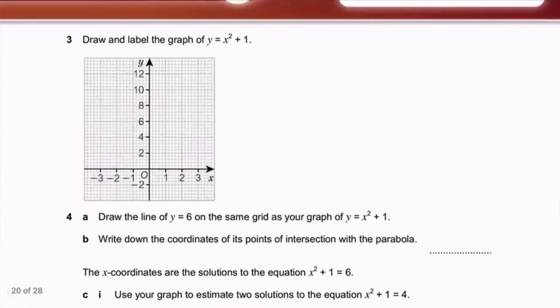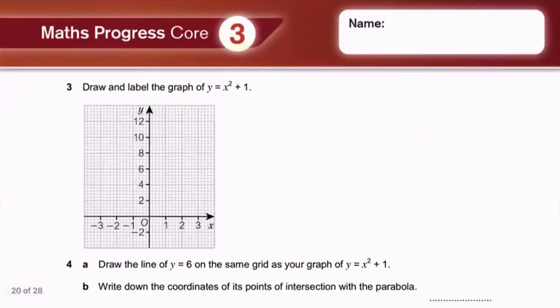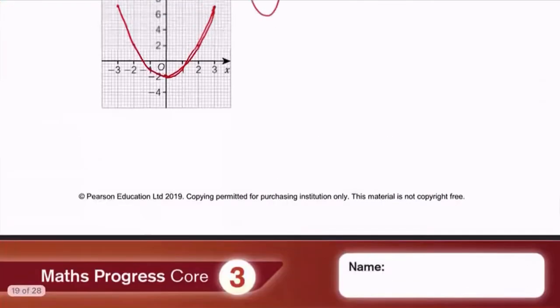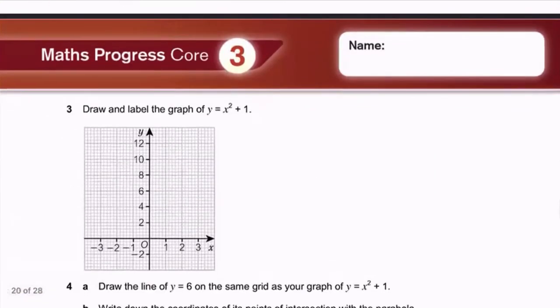Here, draw and label the graph of y equals x squared plus 1. So you have to do it the same way, but don't do it like this. Just do it directly with x and y. So take x as negative 2, negative 1, 0, 1 and 2. So y equals x squared plus 1.